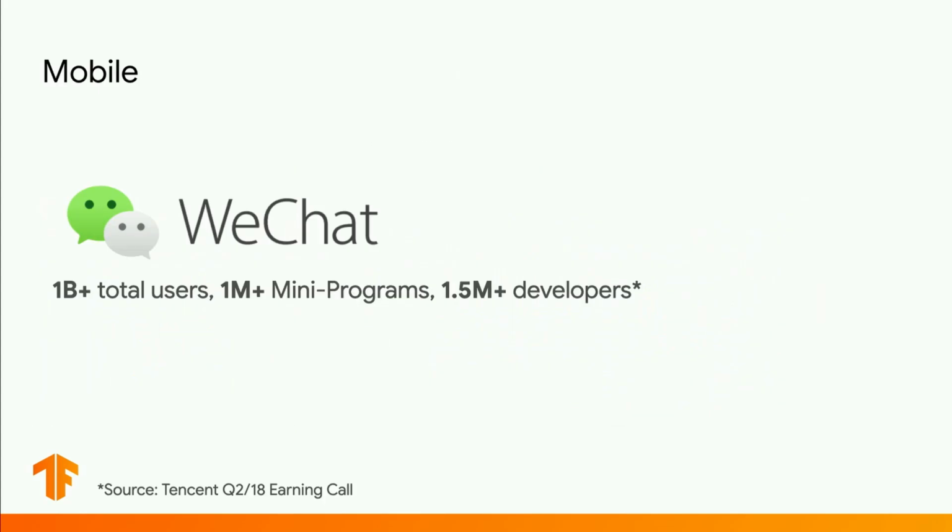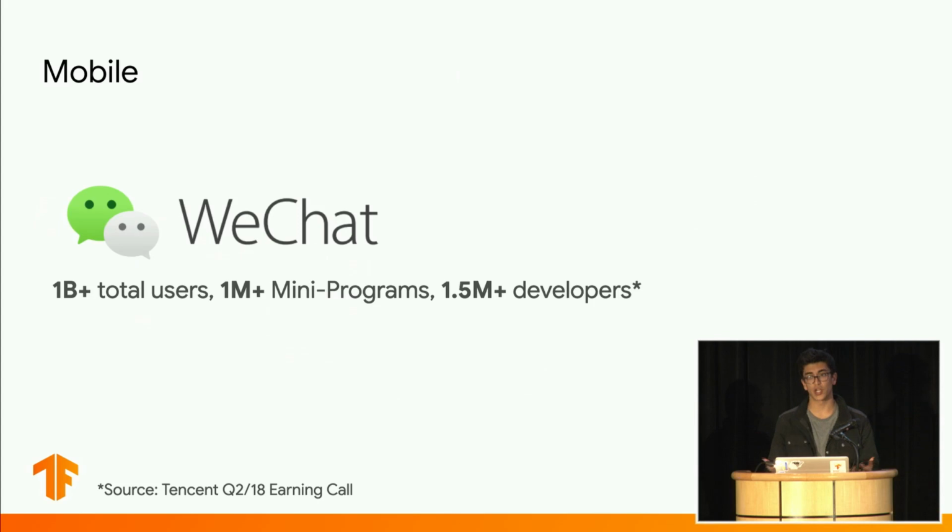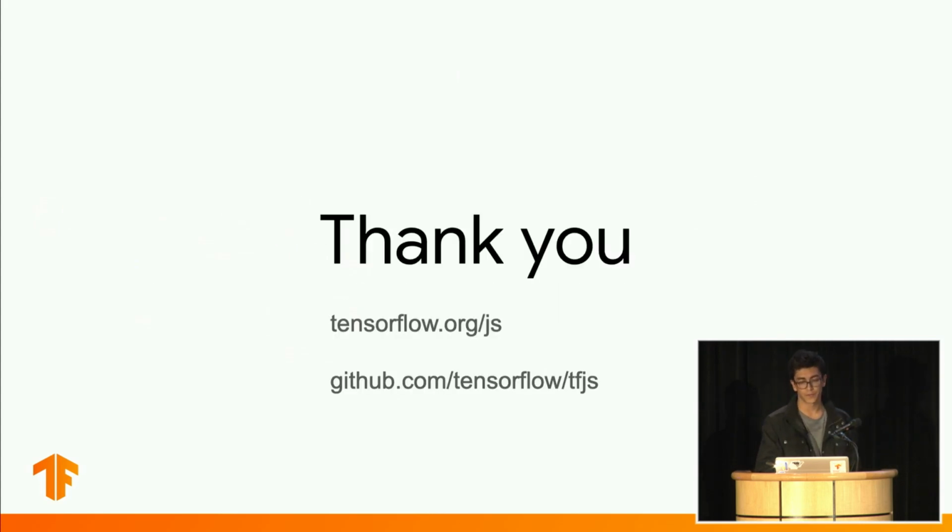And on mobile, there's a whole rich ecosystem called WeChat in China. So this is an application that has a whole app store inside of that application with 1 billion users, 1 million developers, a ton of things going on in here, and they run entirely in JavaScript. But they look completely native. So we're working to get OpenGL bindings working with TensorFlow.js as well on that platform.